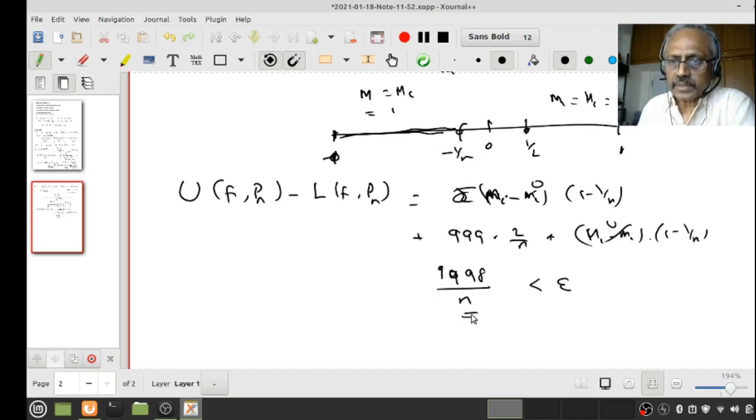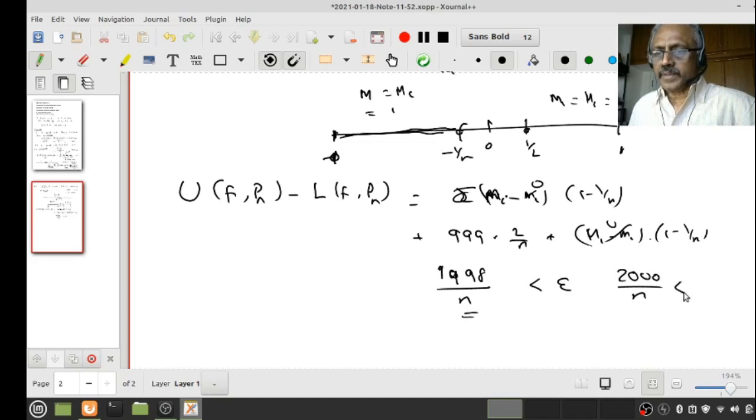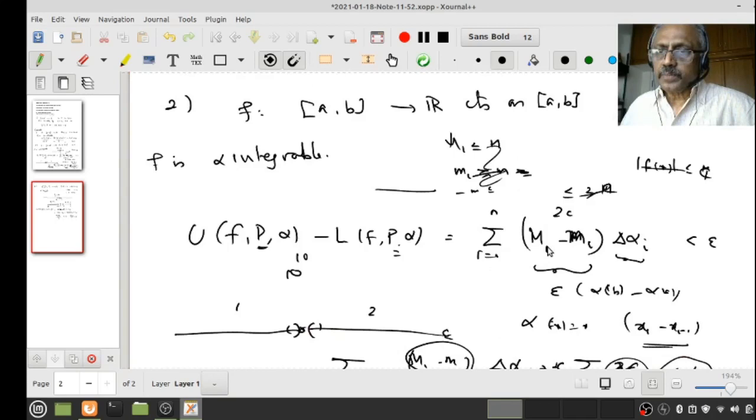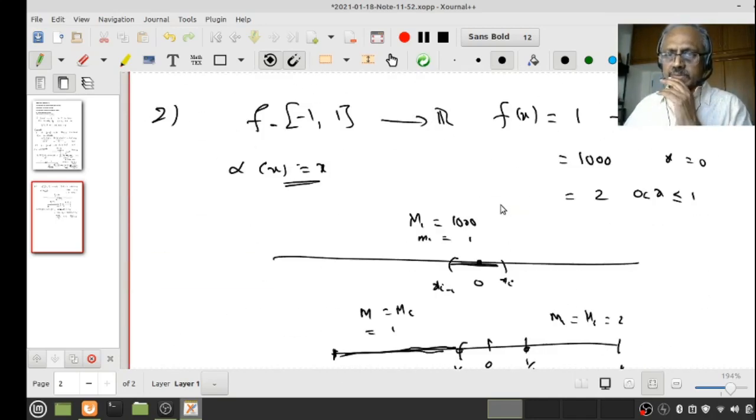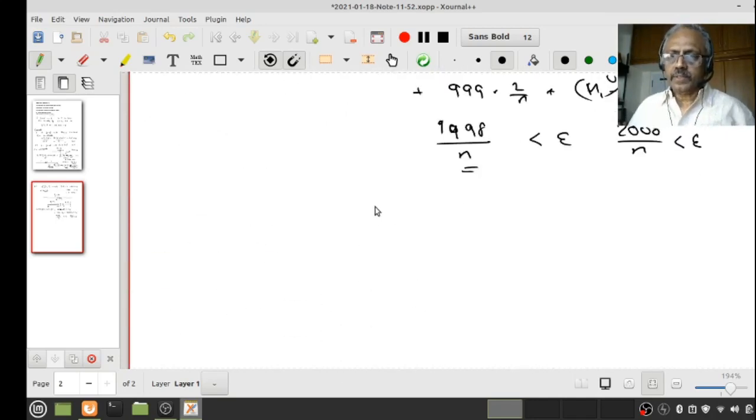I want this to be less than epsilon, so it tells me I have to choose n so that, let us say, 2000 by n, this will be easier for me, is less than epsilon. Can we do that? By the Archimedean property I can do that. Do you understand what I said now? So there is a place where I cannot control capital Mi minus small mi. Then what do I try to do? Then I try to control delta alpha i, or xi minus xi minus 1. Have you understood? Okay, please pause, review, proceed.